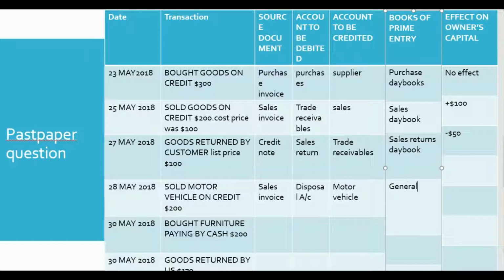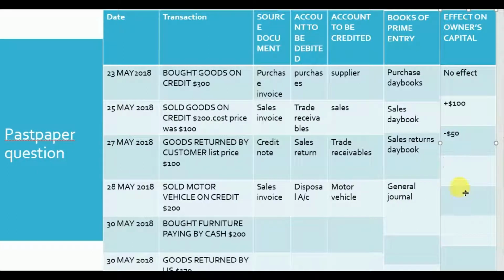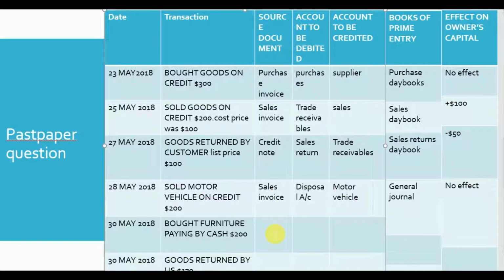Sorry if I am pronouncing it incorrectly. General journal. So the effect on profit, sold motor vehicle on credit, no effect on profit, because we are assuming that the cost was also 200 and then we have sold it at 200, so there is no profit, no loss, no gain.